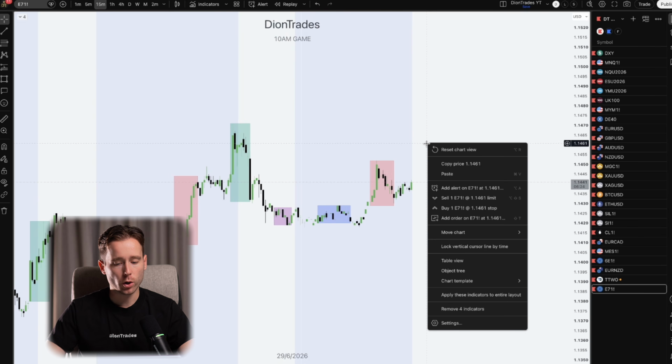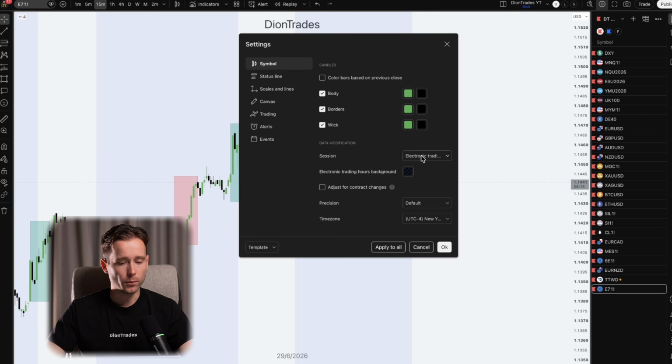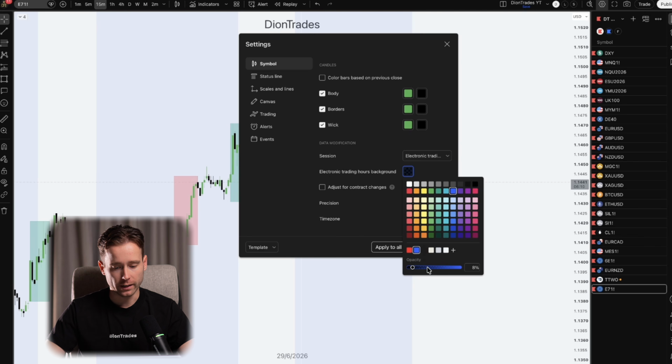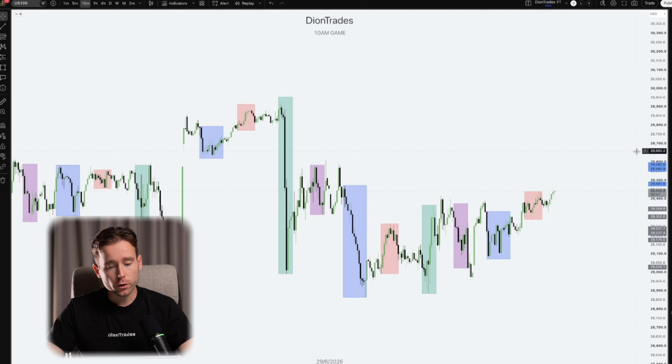If you want these blue boxes removed, you can go to settings, go to symbol, electronic trading hours background, and then move this to 0%. But let's focus for now on NASDAQ.